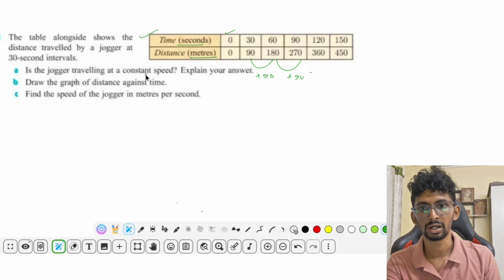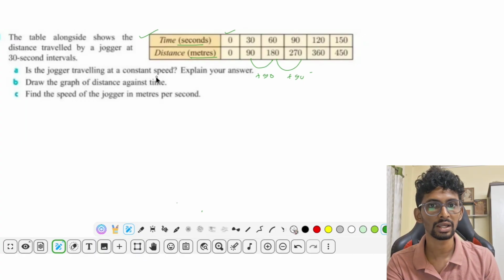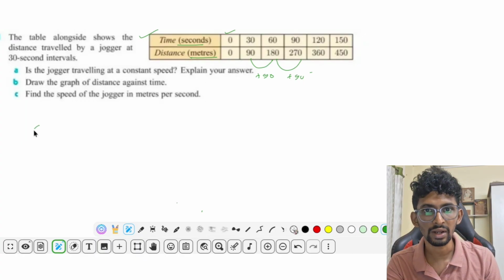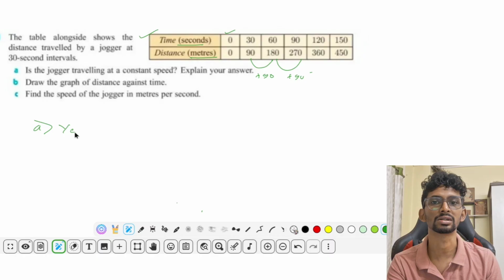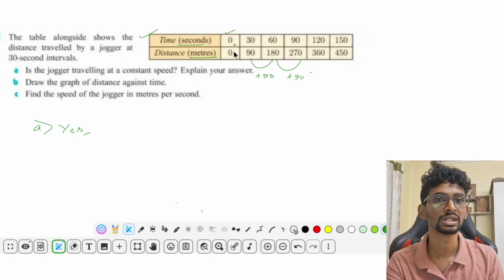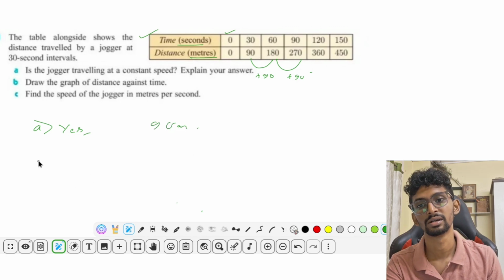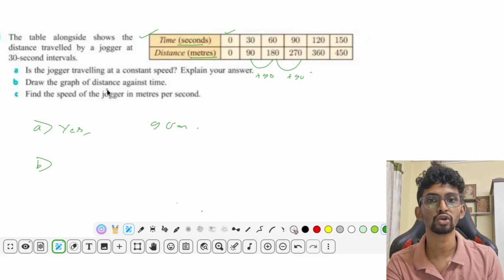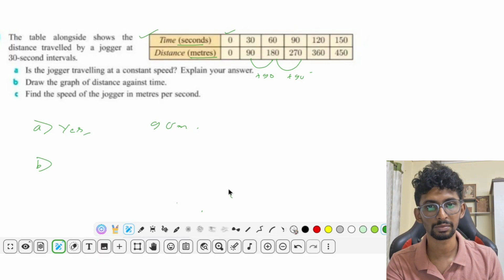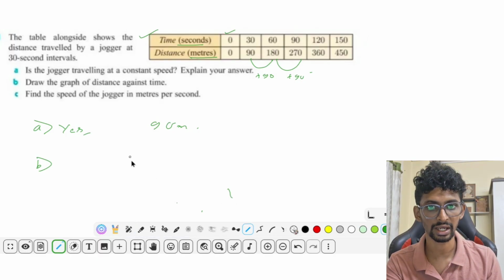Is the jogger traveling at a constant speed? Explain your answer. So yes, because you can see in every 30 seconds it's covering a distance of 90 meters. So you can write the statement. Next, part B: draw the graph of distance against time. It will be a straight line. Let me show you how to draw. Let me draw the x and y axes.